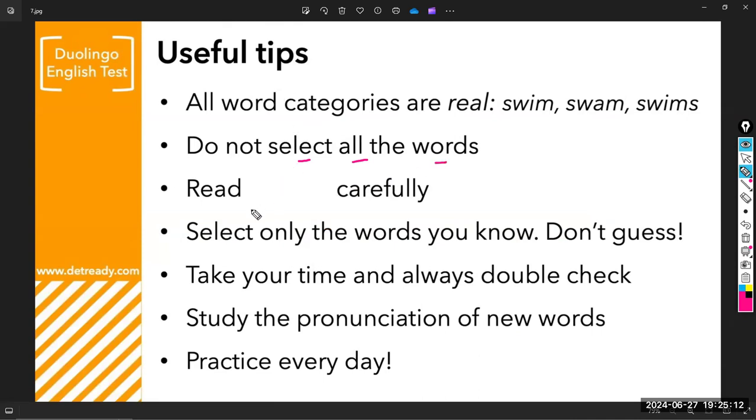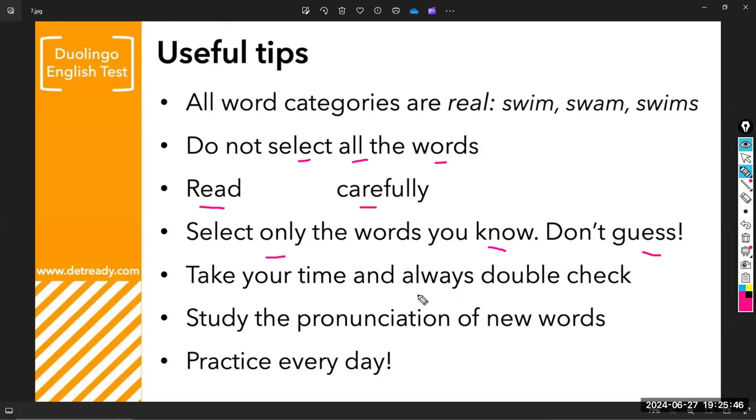Now, the next tip is, if you want to read, you have to read the words carefully. Absolutely, you have to select all the familiar words, all the words that you have practiced before or have known before. Select only the words that you know. Don't guess. Please, this is not a game you want to play. Don't guess. If you think that this word is meaningless, that it doesn't exist in the English language, do not select it at all.